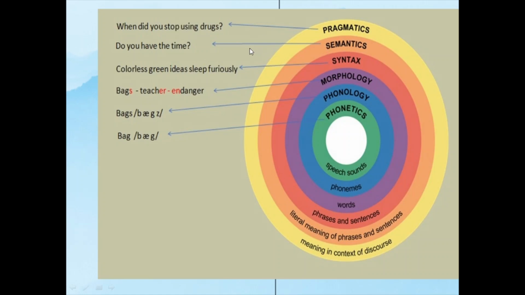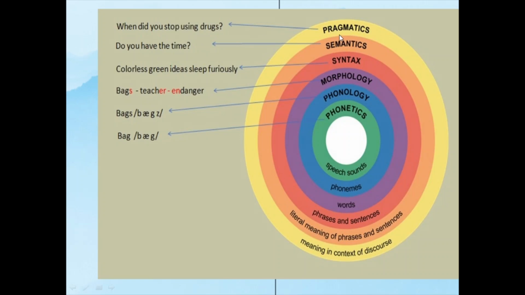So semantically, if you ask someone, do you have the time? What they would say is that, no, I don't. Nobody owns the time, let's say. So it would literally mean, do you own the time? Do you possess the time? So at a literal level.